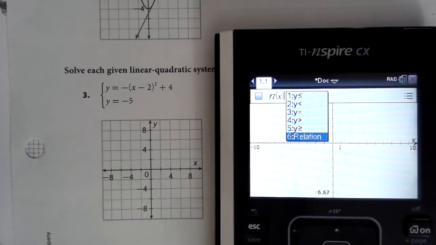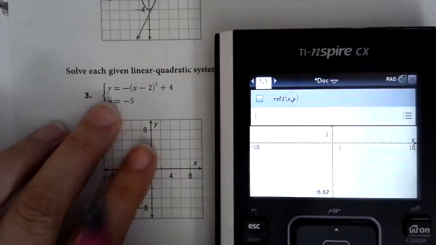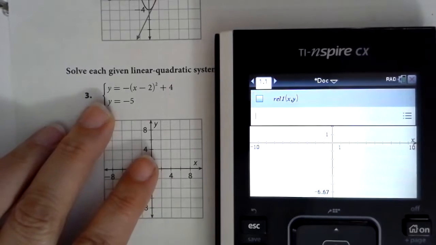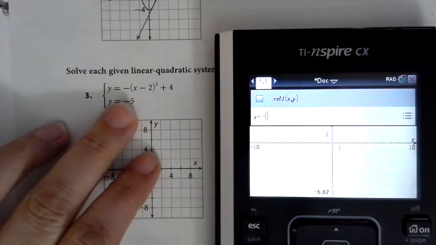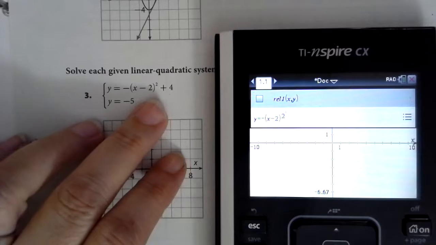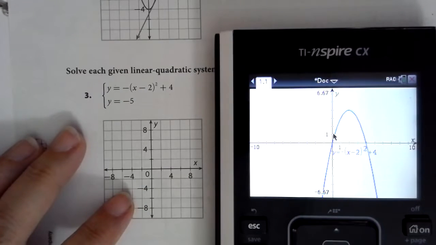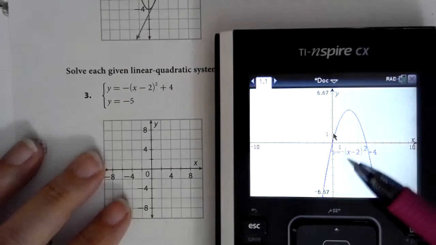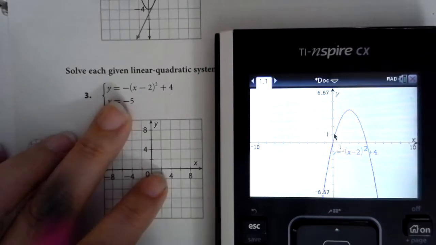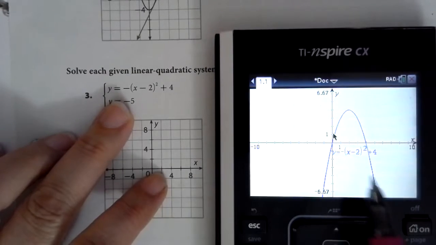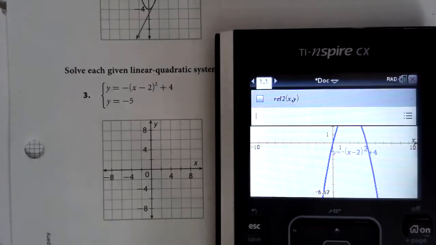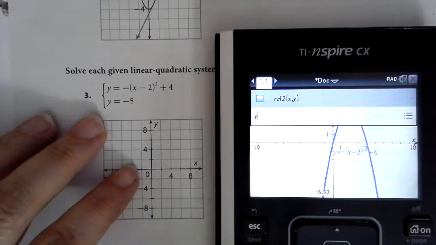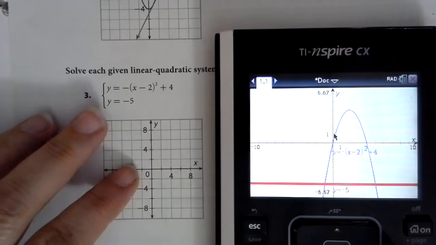We're going to go down to relation, and we're going to type in exactly how we see it written on our paper. So y equals negative x minus 2, and then squared plus 4. And that will draw our parabola, which we expected to be upside down because it did have the negative outside the parentheses. And then we push tab, and we're going to put y equals -5. That allows us to draw our line.